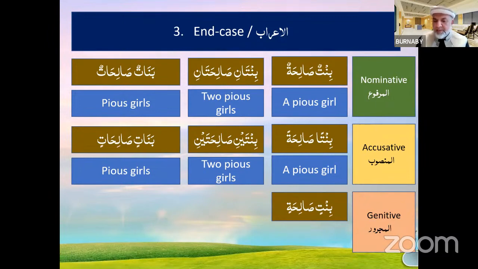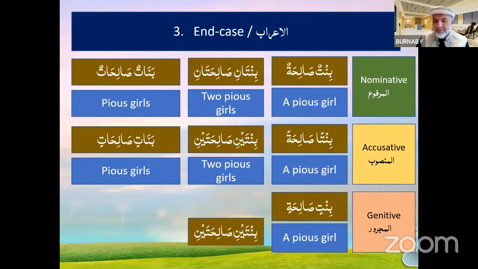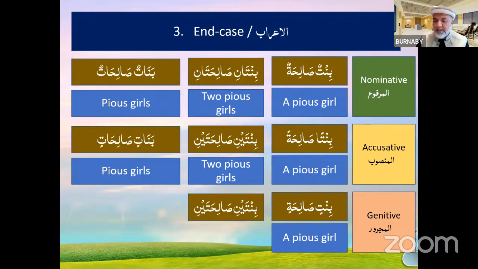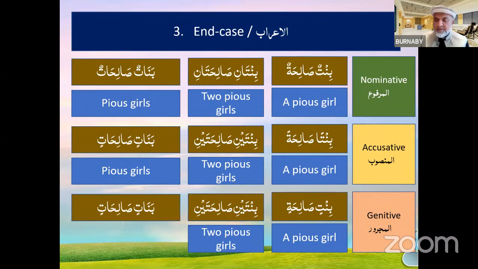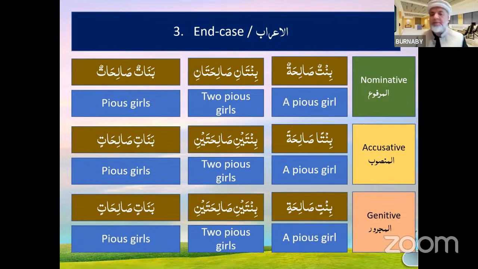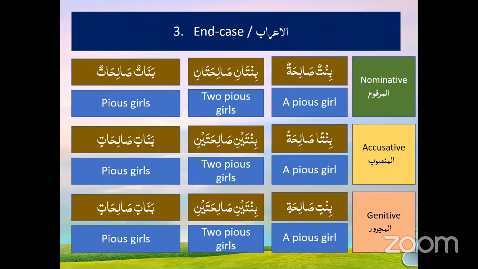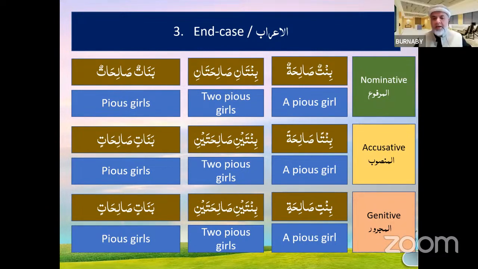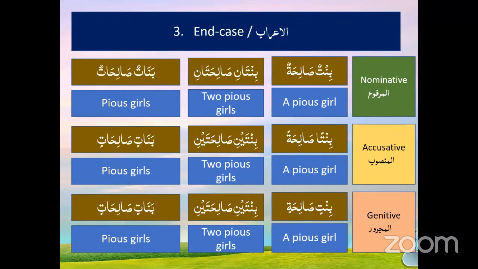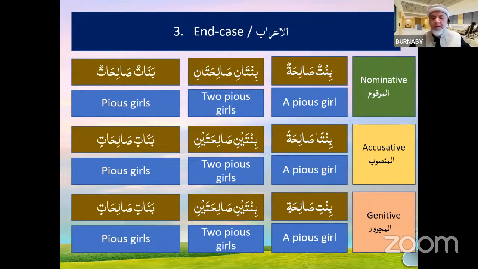And the jar one is bintin salihatin. Bintaini salihataini. Banatin salihatin. Okay. If you don't remember this and if you don't understand this, then I can only tell you that please go back and watch those videos. This chart is a review of male, female, and the Arab, and also the adad, singular, dual, and plural. So this one slide is like a big review for all of you.